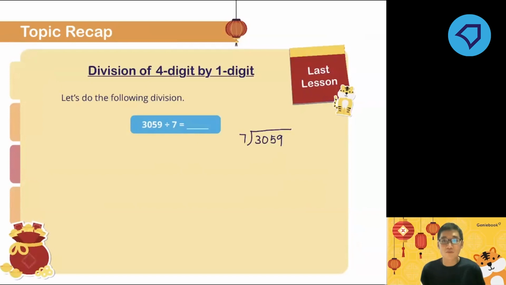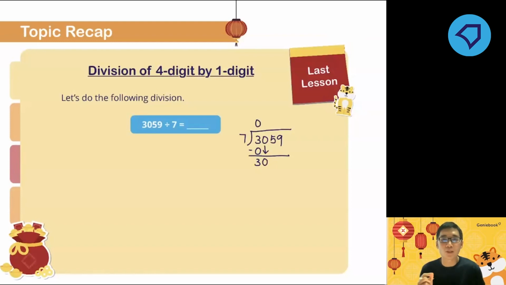We start off from the leftmost digit here, 3. So 3 is smaller than 7. With that, we have to first put a 0, because we cannot take a smaller number and divide by a much bigger number. So we'll put down a 0, then followed by multiply. Multiply 0 by 7, we get 0, subtract. Then we bring down the next digit, B for bringing down the next digit. So we have 30. Now 30 divided by 7.